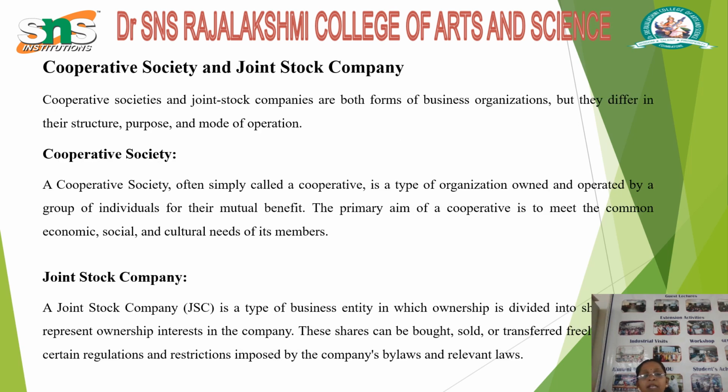Joint stock company. A joint stock company is a type of business entity in which ownership is divided into shares, each share representing an ownership interest in the company. These shares can be bought, sold, and transferred freely, with certain regulations and restrictions imposed by the company's law and relevant laws. These are the points relating to the structure of a business.